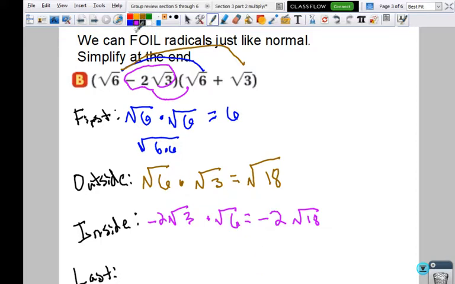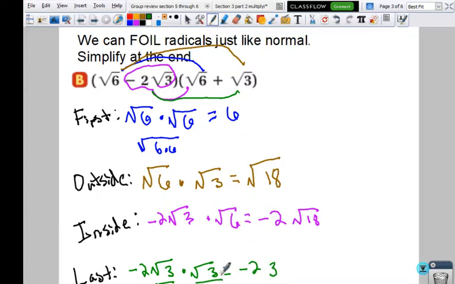And then the last one is last. For my last, negative 2 square root 3 times square root 3. I have negative 2 on the outside, right? I just keep that one. But I have to multiply square root 3 and square root 3 together. What do I get when I multiply exactly the same square root? It's just going to be a 3, right?